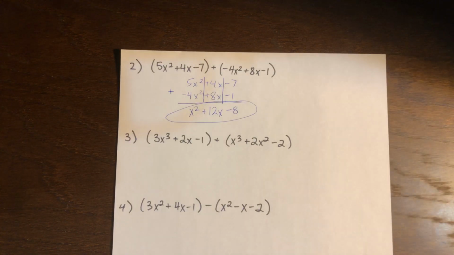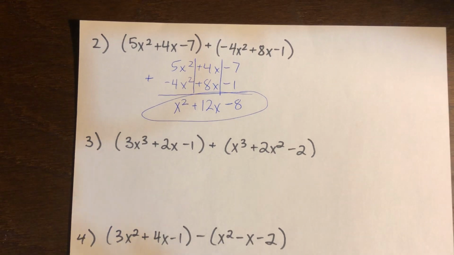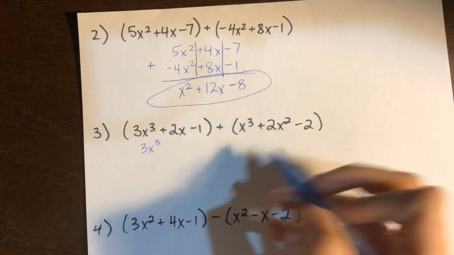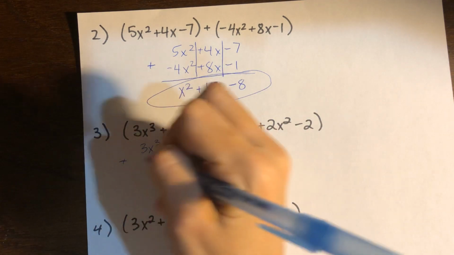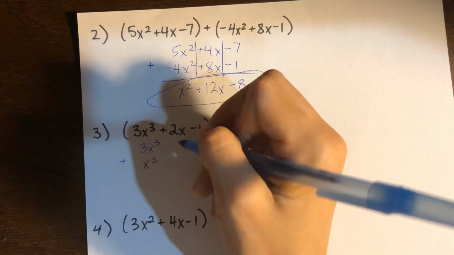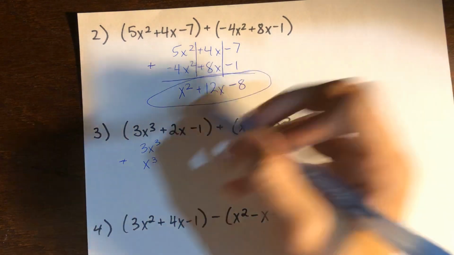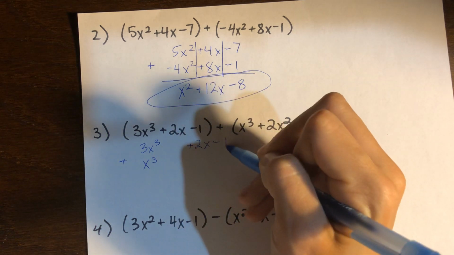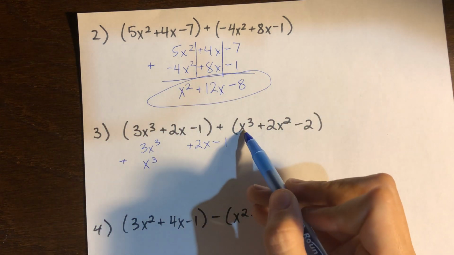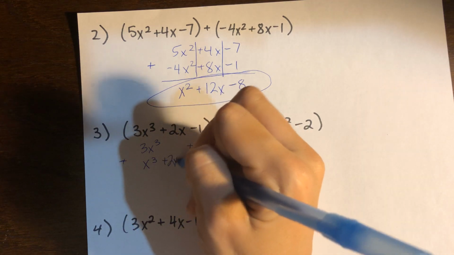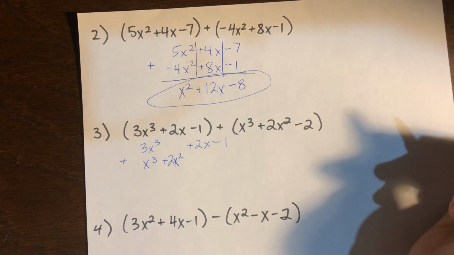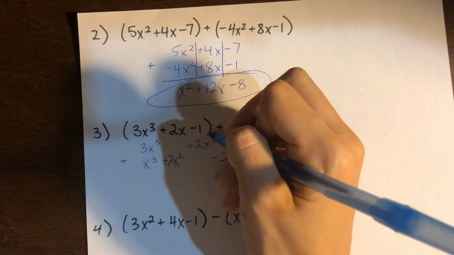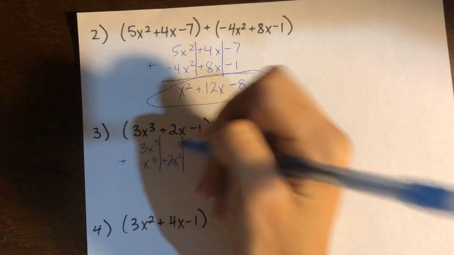Okay, the next thing we need to do, let me zoom in for you guys. We're doing this one, so we have 3x cubed. This one has an x cubed, so we're adding, and then we have x cubed here. Then we have plus 2x, so we're missing an x squared, so we're going to put this 2x over here, save a little room, minus 1. And then over here we have x cubed plus 2x squared. We don't have an x value, so we just put minus 2. And again, we're dividing it according to columns.